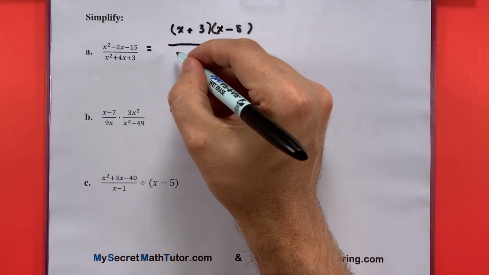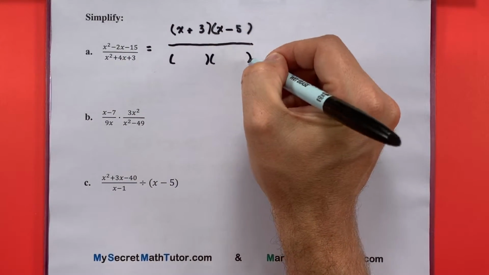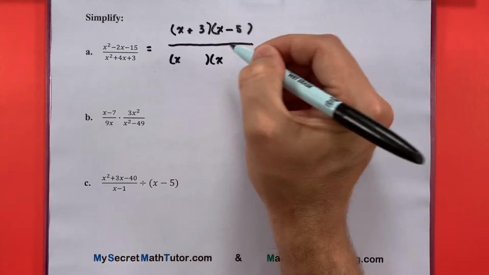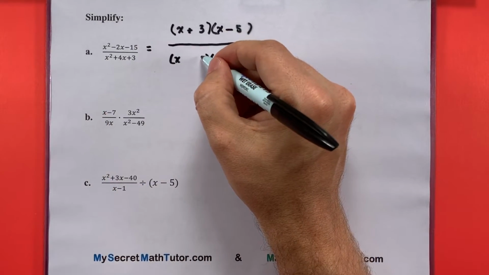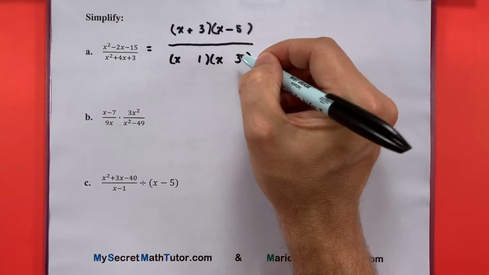Moving on to the bottom, same as before, two numbers that will multiply to give me an x squared. Well, it's got to be an x and an x. And then two numbers that will multiply to be the 3, I'm thinking of 1 and 3.